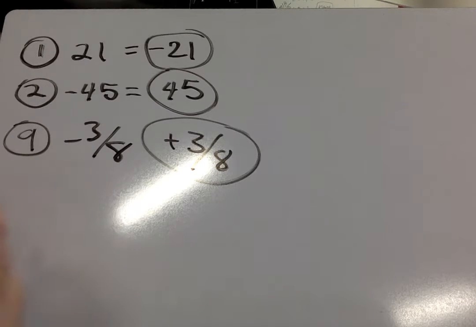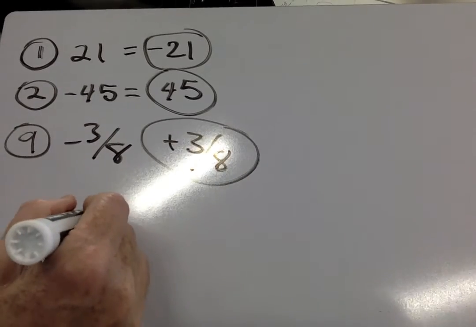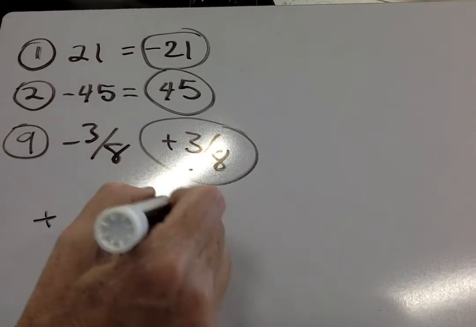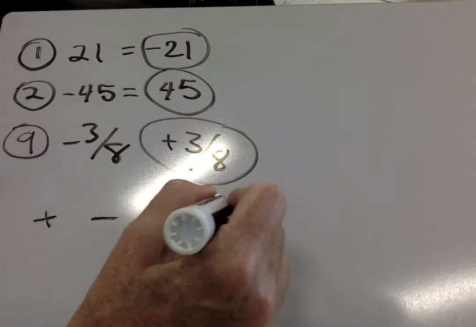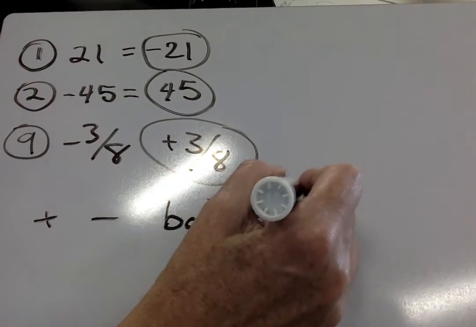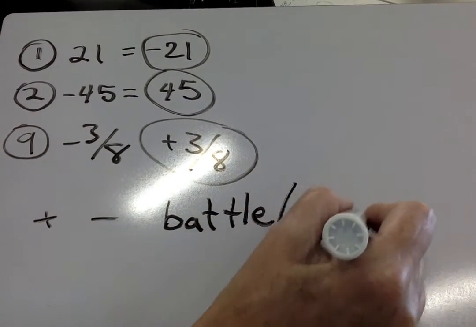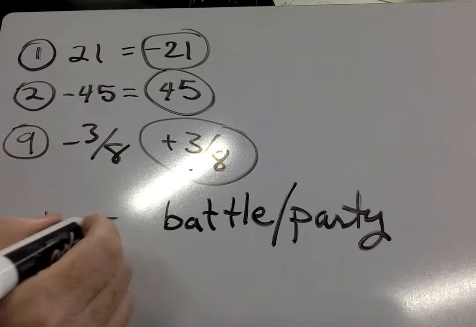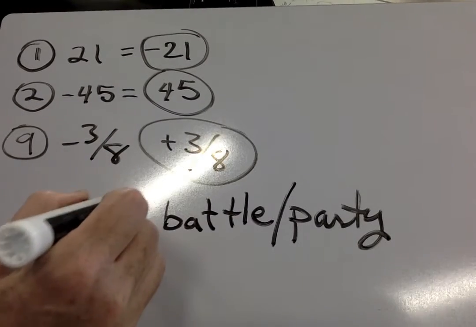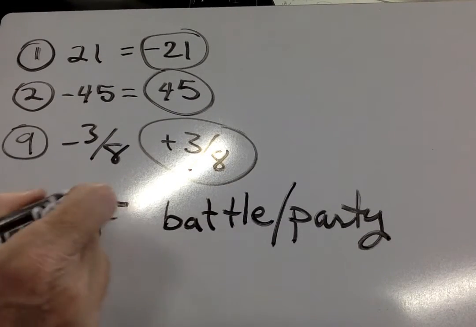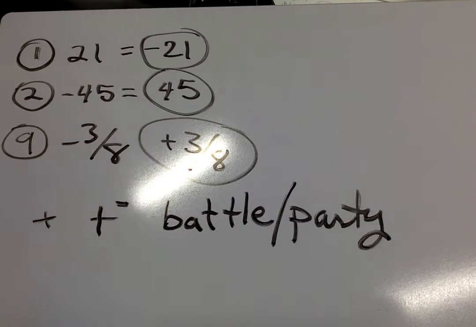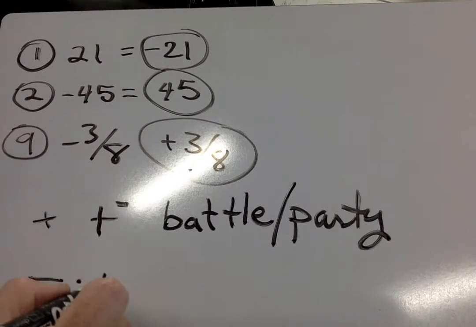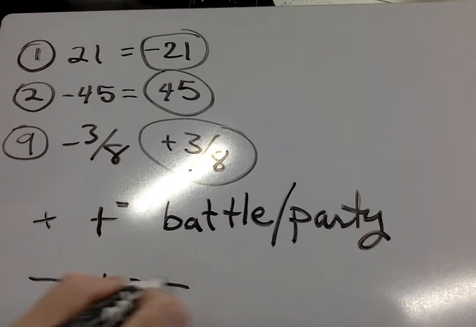Remember, if you're adding or subtracting negatives and positives, you ask yourself, is it a battle or a party? And mainly, if it's subtraction, you change it to addition and change the sign of the number behind it, okay? And then multiplication and division are the same. If the signs are different, it's a negative.